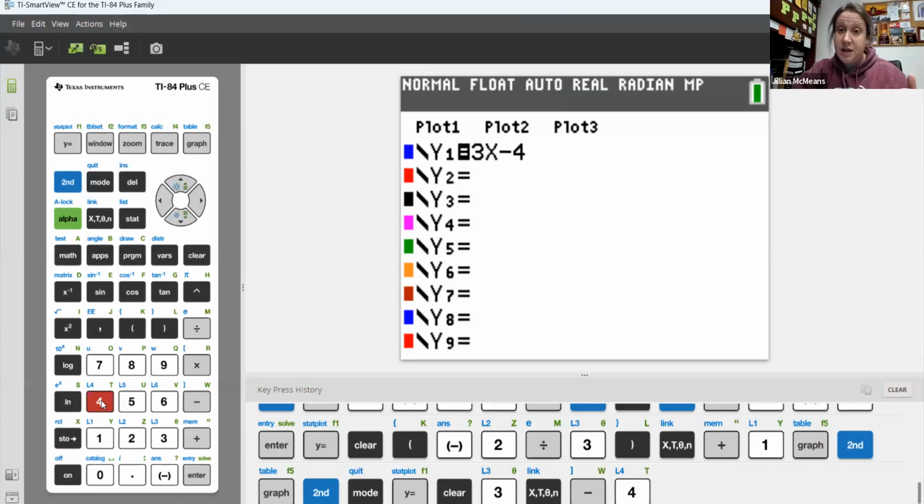Now we want to type in a second equation. So I'm just going to hit this down arrow, this little circle of buttons. Those are your directional buttons. So they go up, down, left, right. We want to go down. And now I want to type in the second equation, which was negative 2x plus 1.